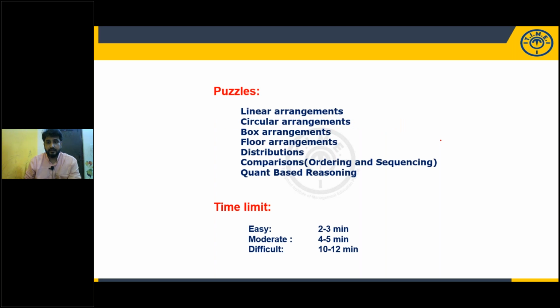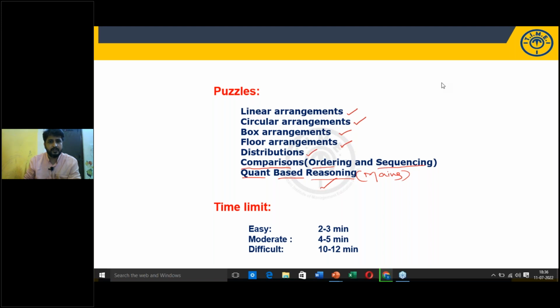These are the areas that we come across in puzzles and also in exams: linear arrangement, circular arrangement, box arrangements, floor arrangements, distributions, comparisons, known for ordering and sequencing questions, and quant based reasoning questions. Very rarely this quant based reasoning will be given in prelims. Generally this is of mains. Very rarely they will give you in prelims.